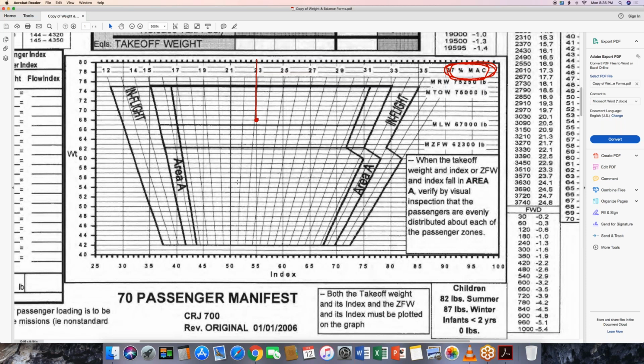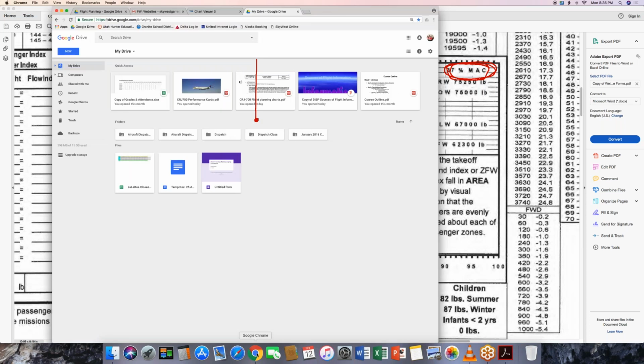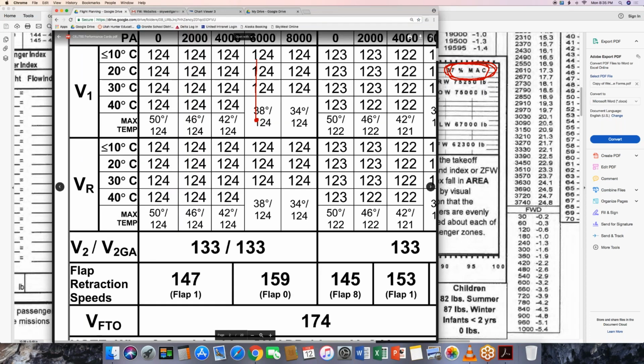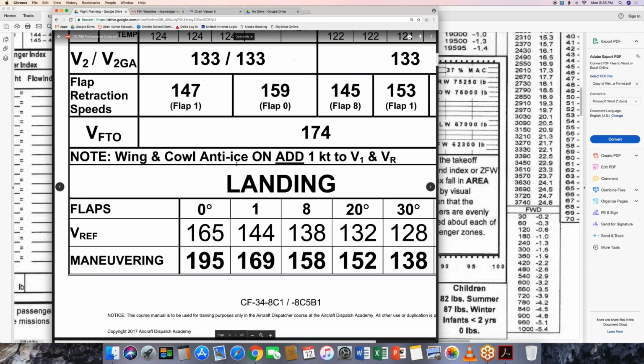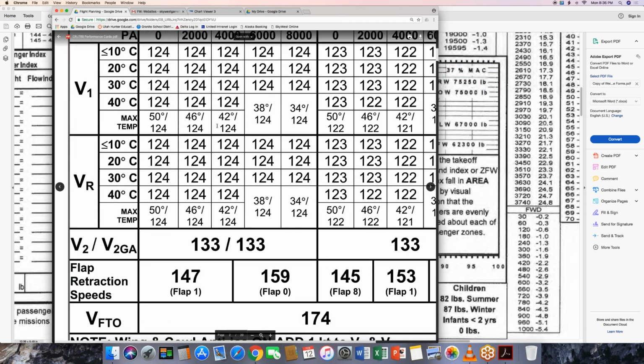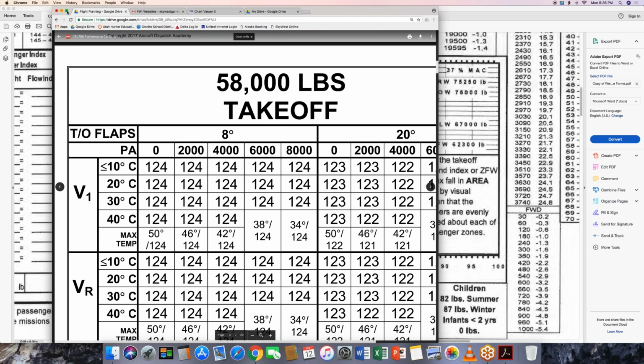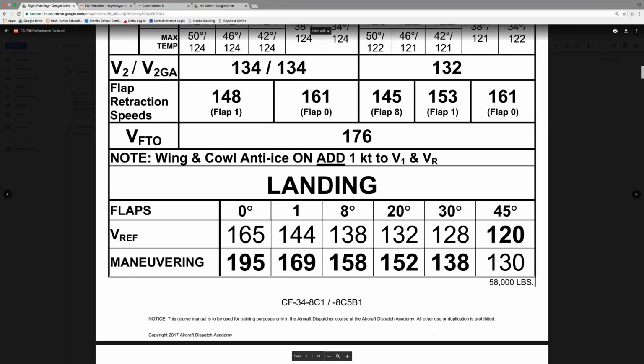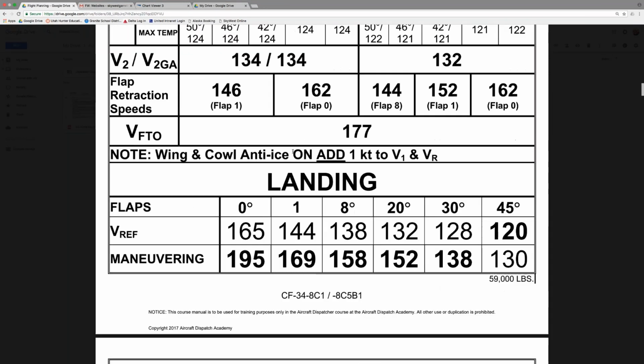So we'd take that 23% of MAC and our takeoff weight of 68,000 pounds, and then we come over to our performance card. So 68,000 pounds. And what did I say? Percentage of MAC? 23% of MAC, right? Okay, maybe I misheard. It's not 37% MAC? No. 23%.